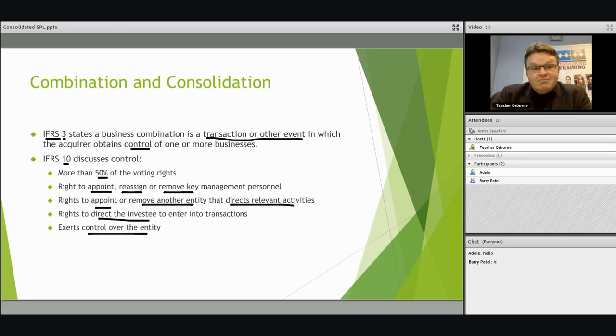And finally, if you just exert control over the entity, if you have a strong presence in that company, you exert control over it. Right? So take a look at the tutorial guide and course notes because they give you more specific examples. All right, but this is just, as I said, kind of an introduction to that.